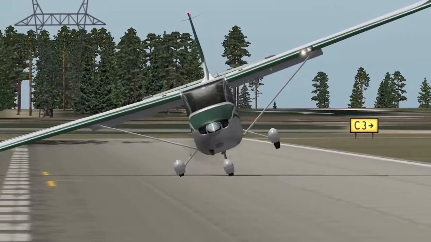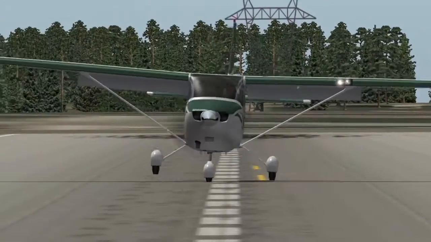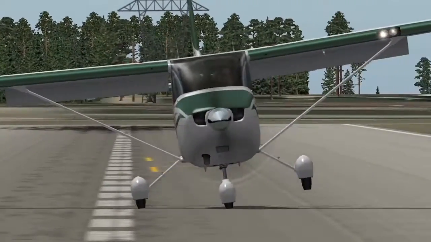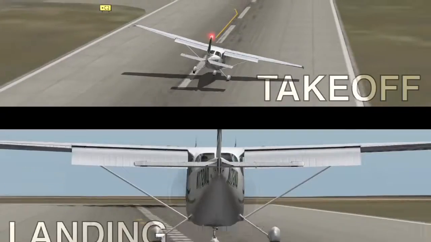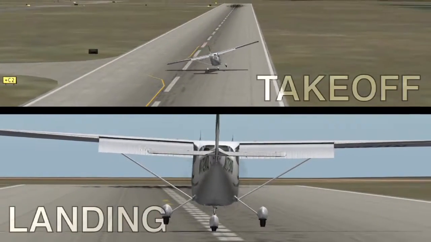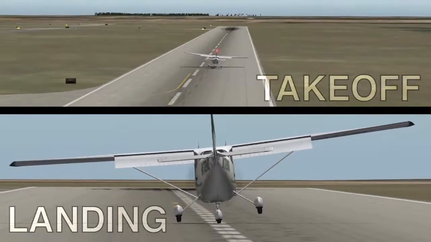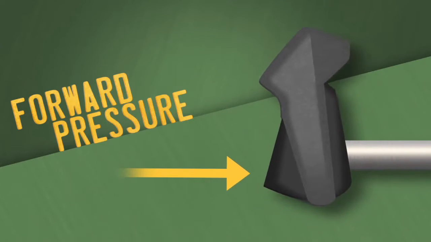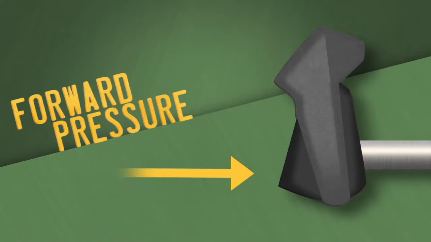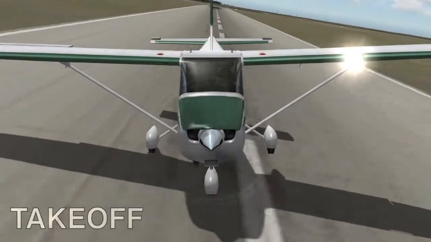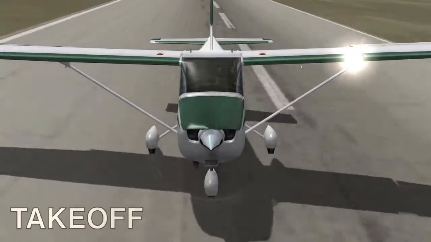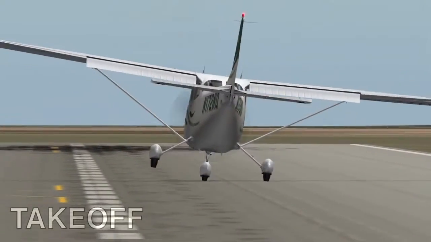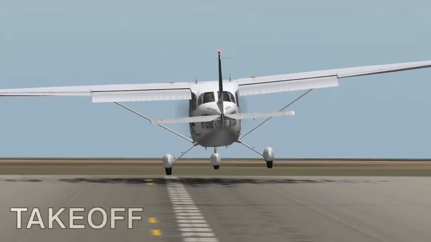Wheelbarrowing causes a significant directional control issue. It is possible to wheelbarrow during the takeoff roll as well as during the landing roll. Both issues are caused by a lack of back pressure on the elevator or inappropriately applying forward elevator pressure. If an aircraft is forced to stay on the ground during the takeoff run, it can also wheelbarrow. Usually this condition leads to poor directional control and, in general, a pretty bad takeoff.